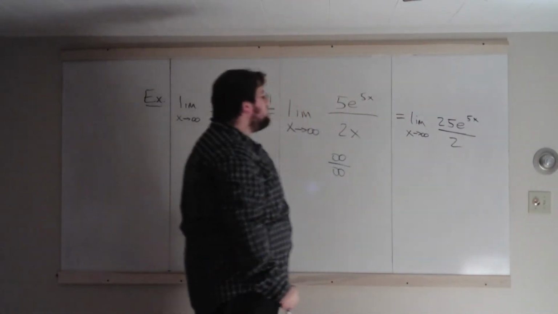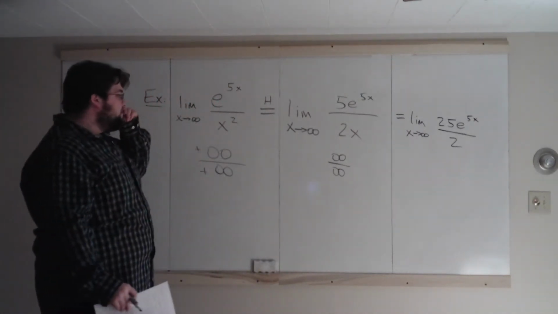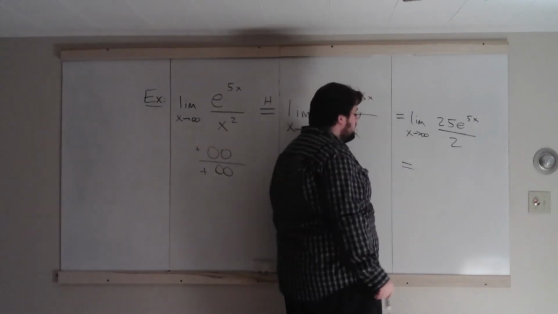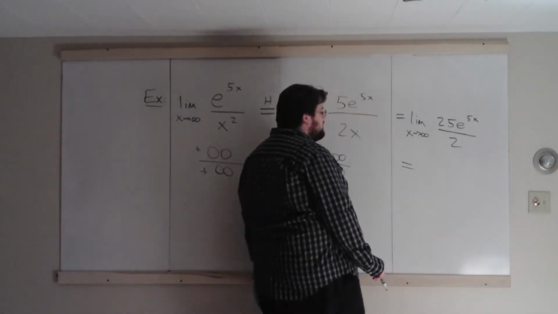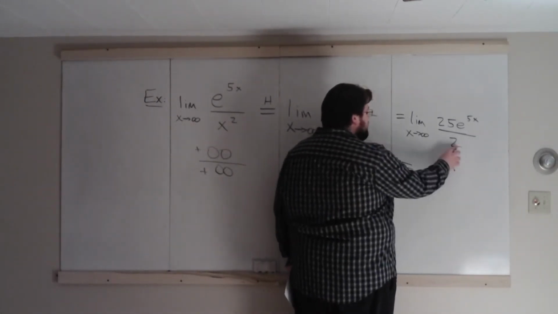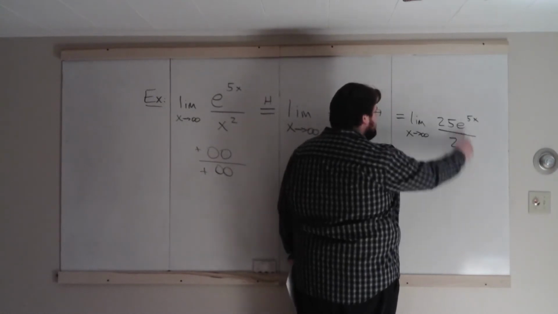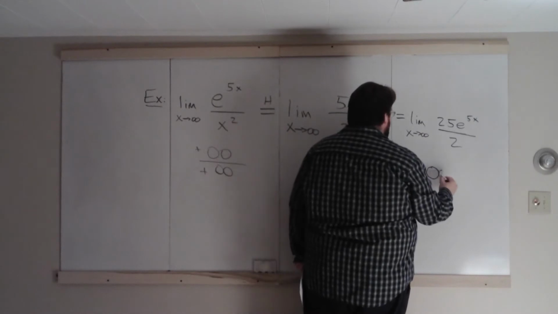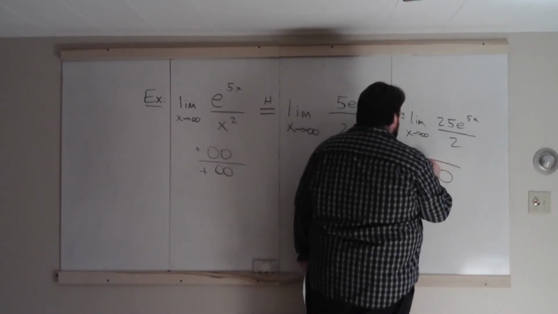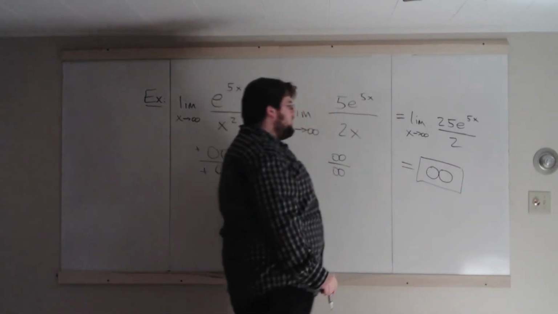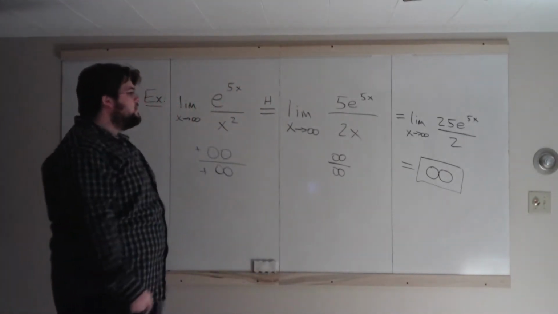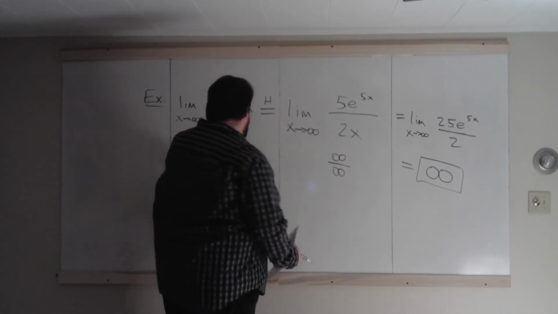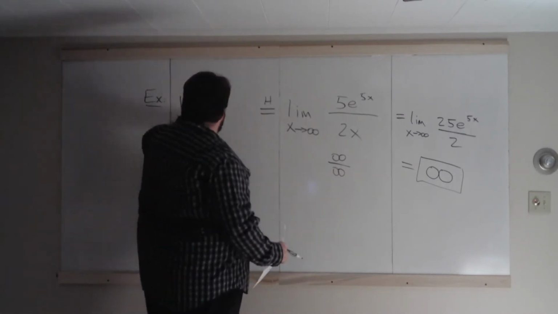5 times 5e to the 5x, 25e to the 5x. And to compute this limit, well, again, you let x go to infinity. What happens? As x goes to infinity, the denominator goes to 2. The top goes to 25 times something that goes to infinity. 25 times something that goes to infinity is infinity. Infinity divided into 2 pieces, still infinity. So this limit is infinity.